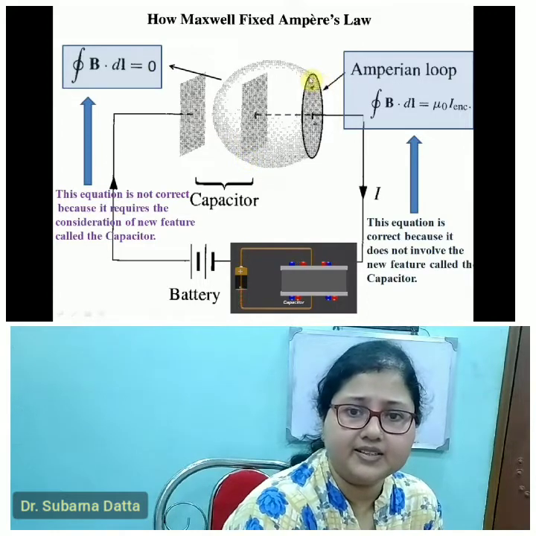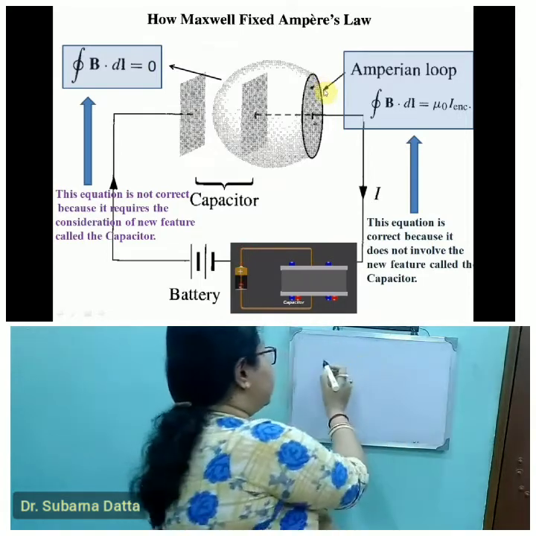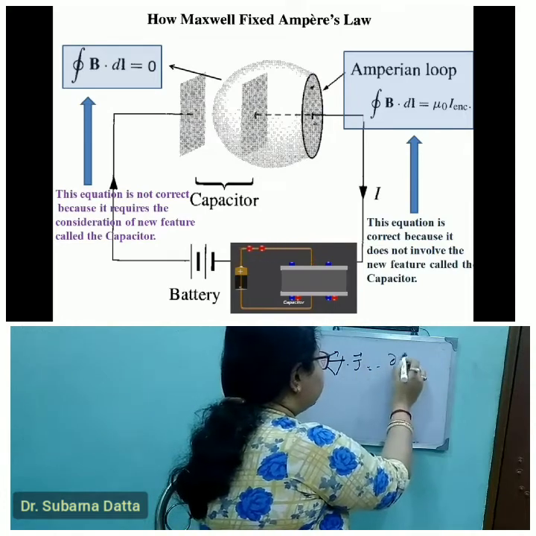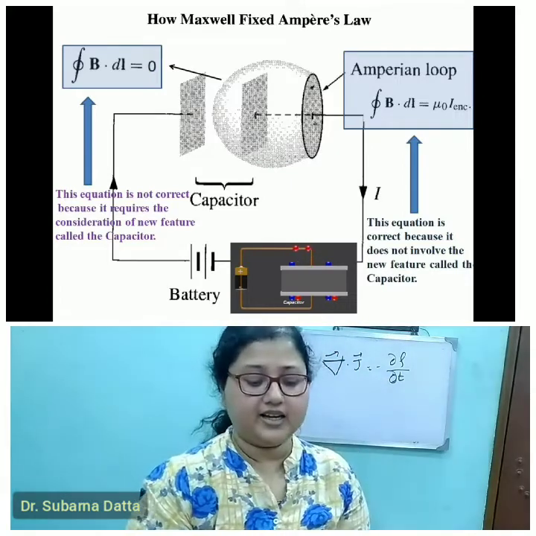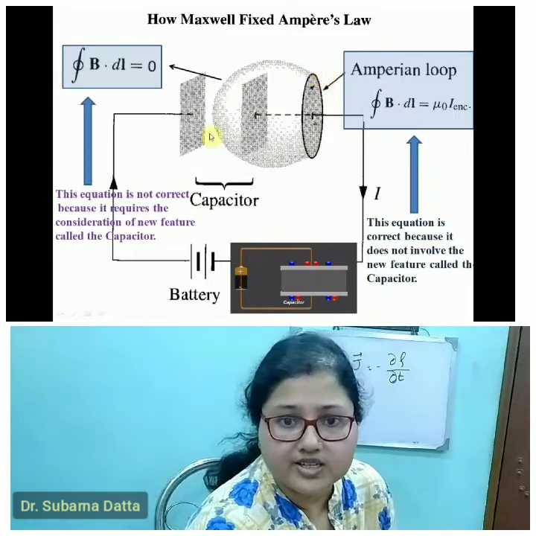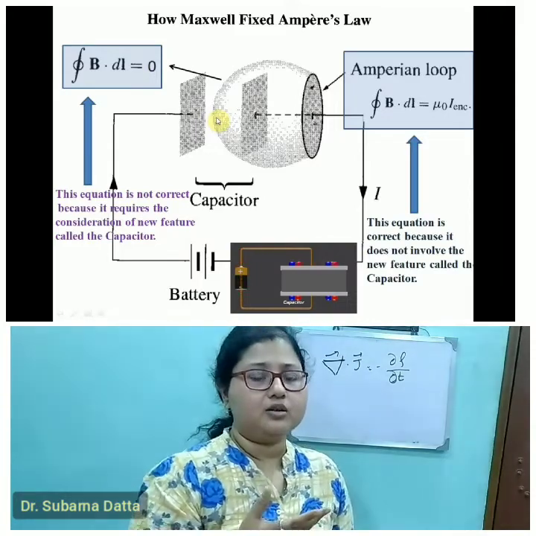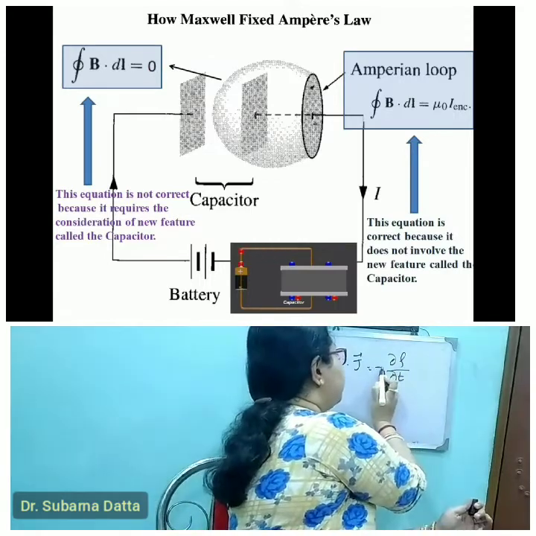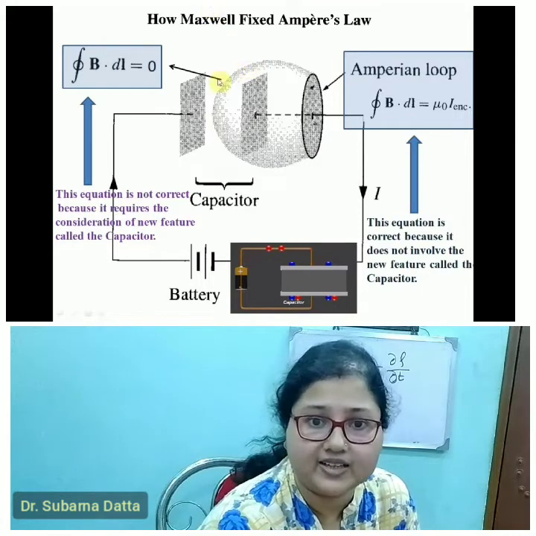So in this flat surface, the continuity equation, del dot J is equal to minus del rho del T, is valid in the flat surface region. However, in the balloon shaped region, there is no conduction current. So it seems that the continuity equation is not valid. But that is not correct, because here we have to consider the capacitor.